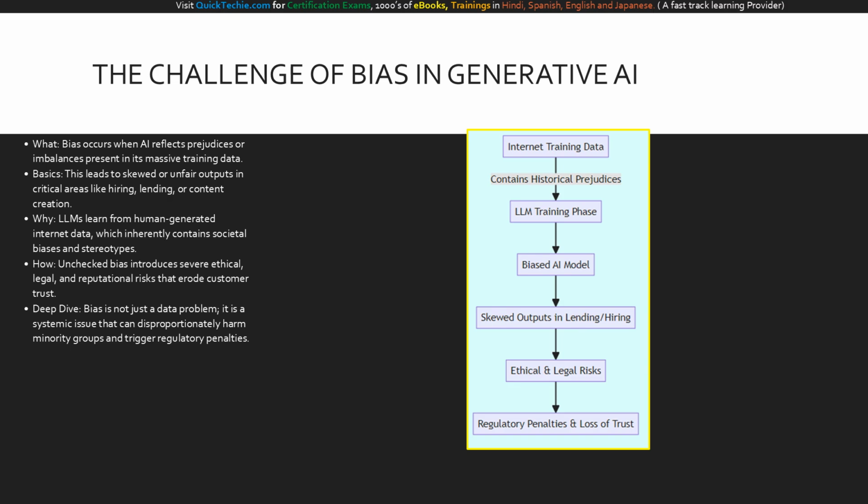The basics of this issue are evident when AI is used for high-stakes decisions like hiring recommendations, lending approvals, or generating representational content. Why does this happen? Because large language models are trained on massive scrapes of the internet.